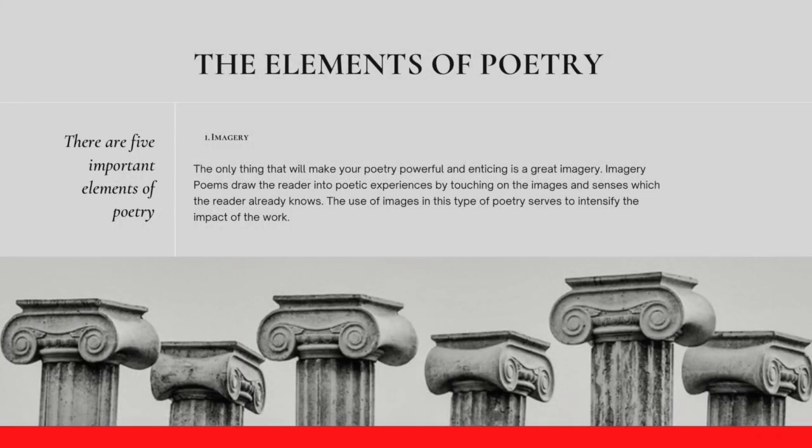The elements of poetry. There are 5 important elements of poetry. The first one is imagery. The only thing that will make your poetry powerful and enticing is great imagery. Imagery poems draw the reader into poetic experiences by touching on the images and senses which the reader already knows. The use of images in this type of poetry serves to intensify the impact of the work.